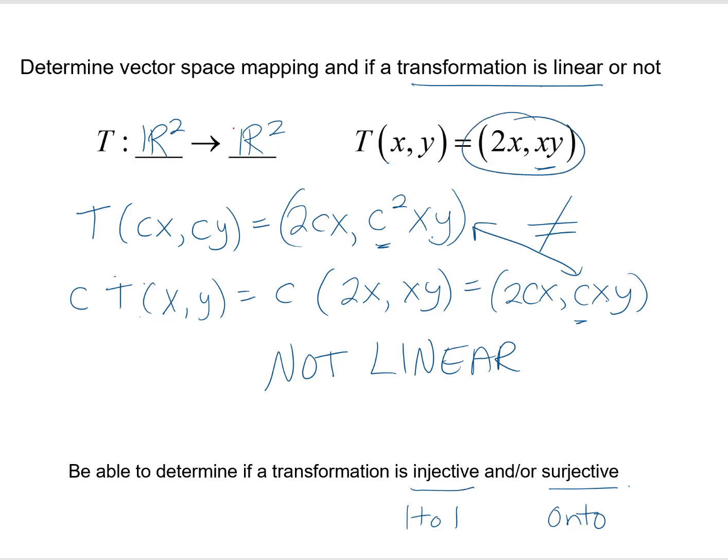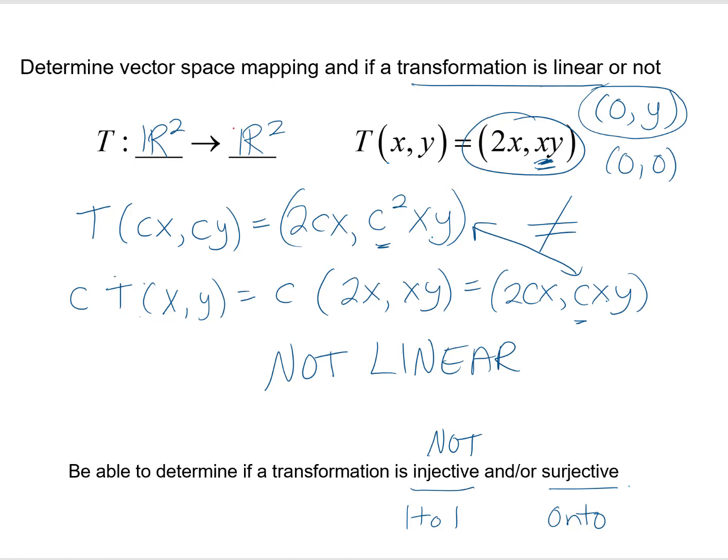So let's look at this and see what would map to 0, 0. Well, in the preimage, if we had 0 for x, then 2x would be 0, but y could be anything because you're going to be multiplying it by x, which is 0. So the kernel is all of these vectors that have 0 for the x and anything for the y. So the kernel is not just the 0 vector, so this is not injective.